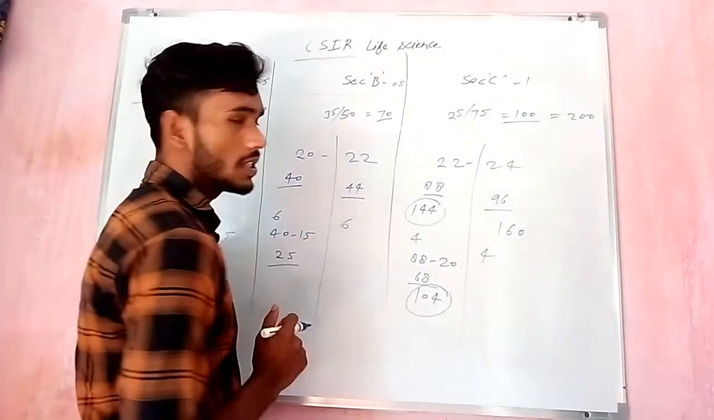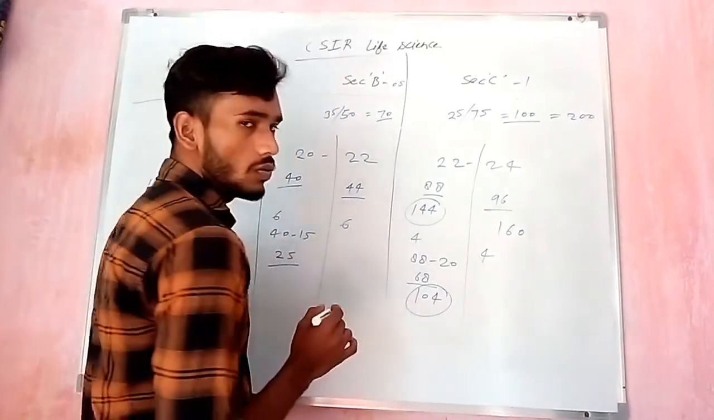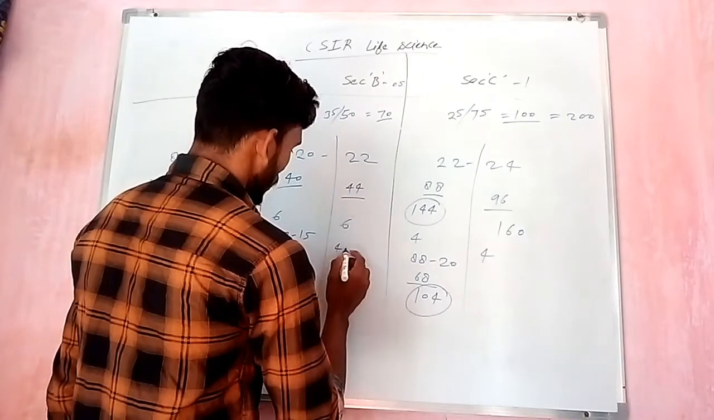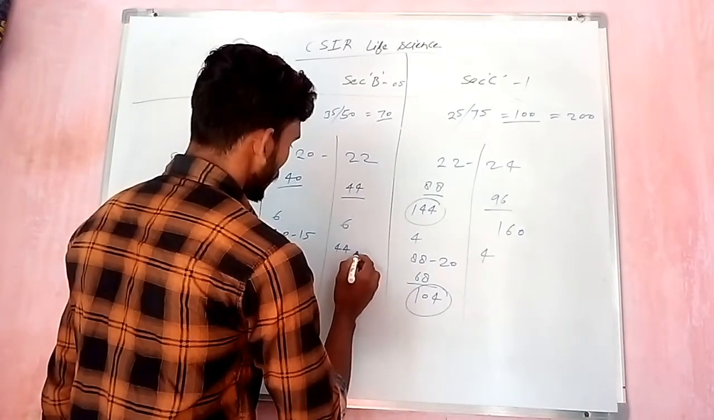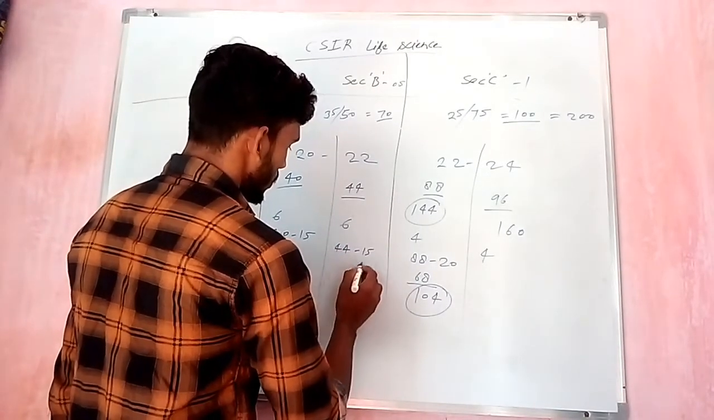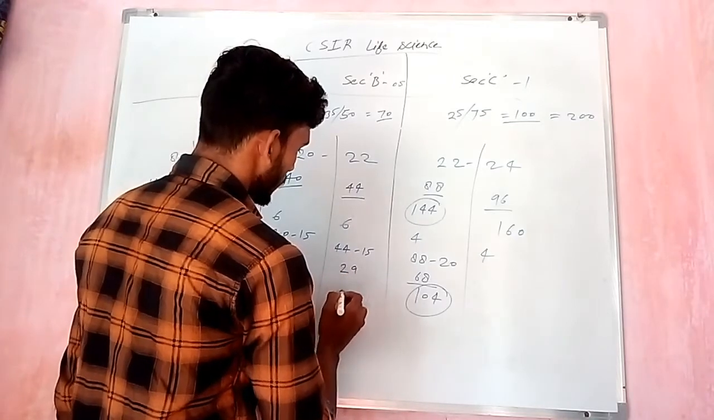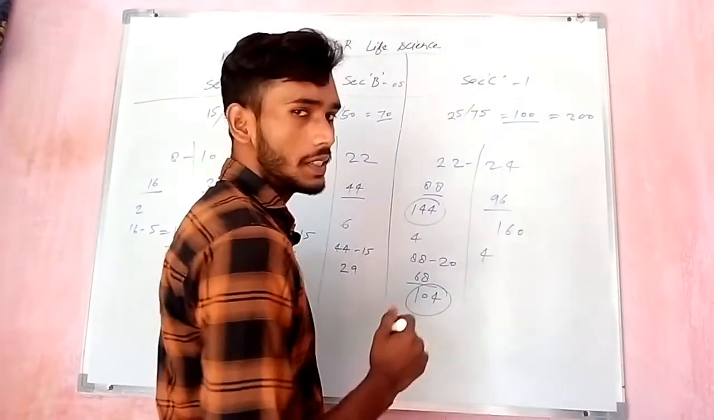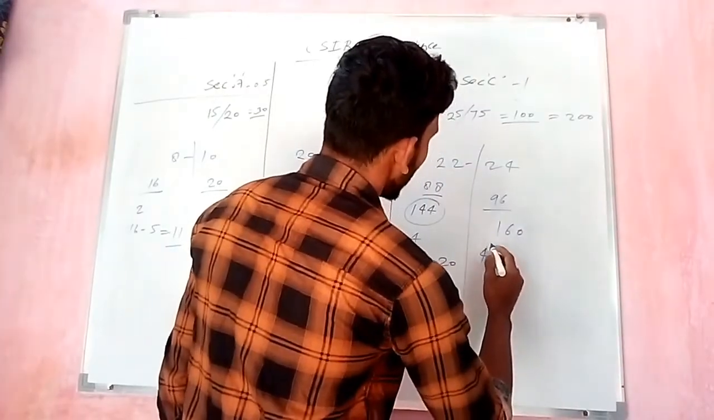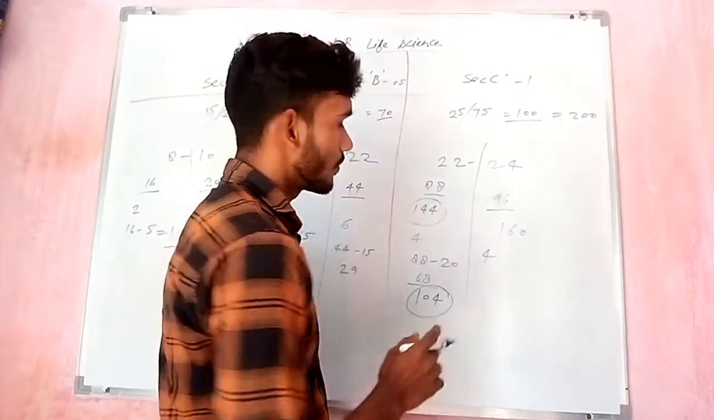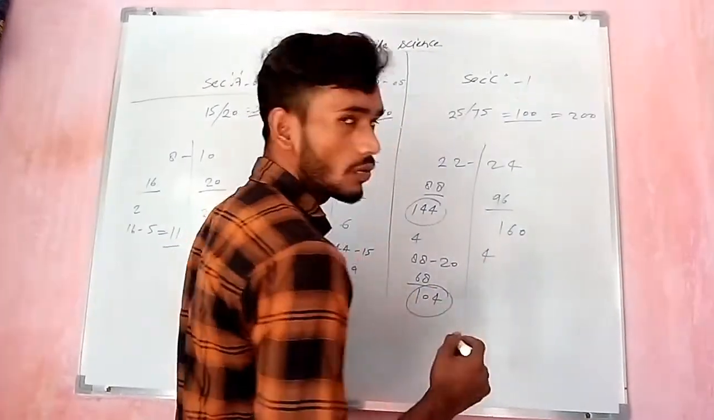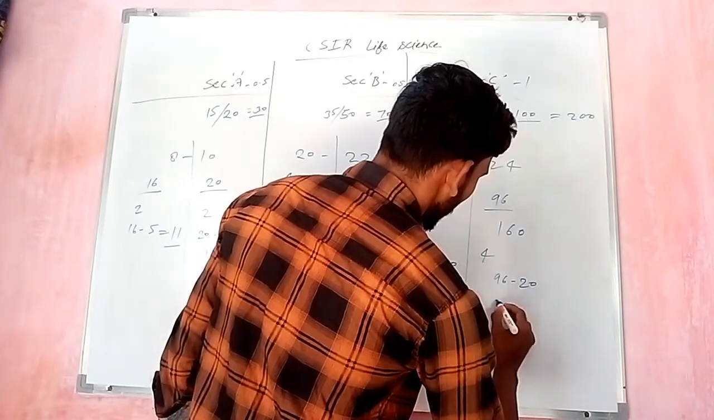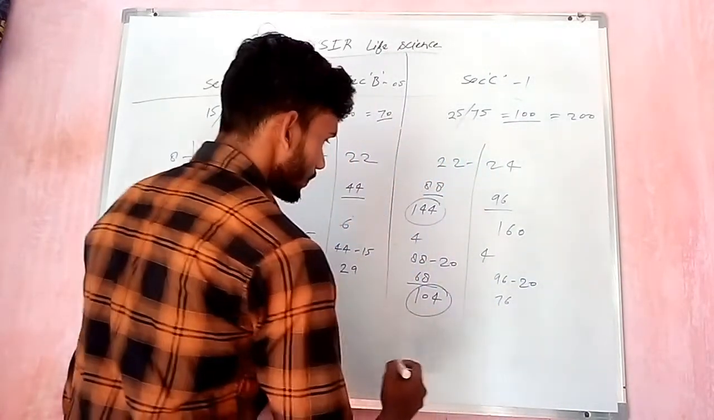If 6 are wrong in section B, 6 into 2 is equal to 12, and 3 for negative marking. 12 plus 3, 15. 44 minus 15, 29. If 4 are wrong in section C, 4 fours are 16 and 4 for the 4 wrong answers. 16 plus 4, 20. 96 minus 20 is equal to 76.